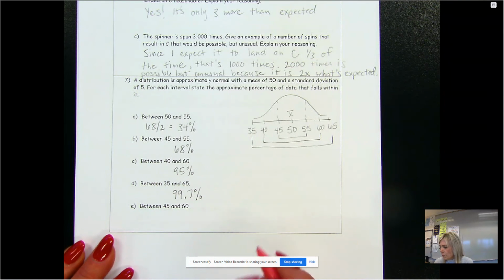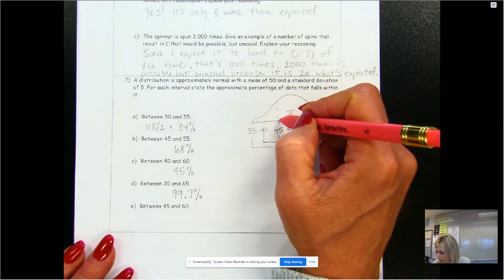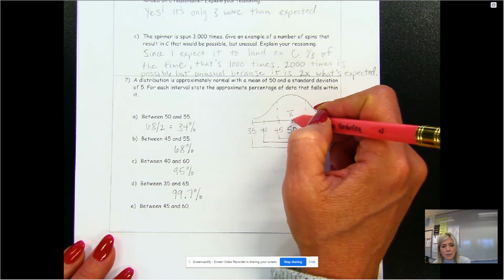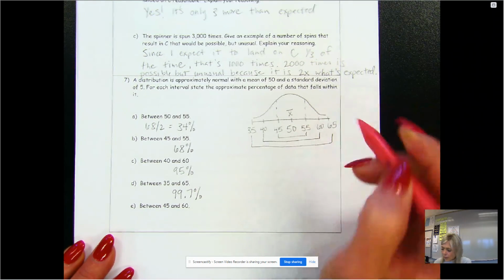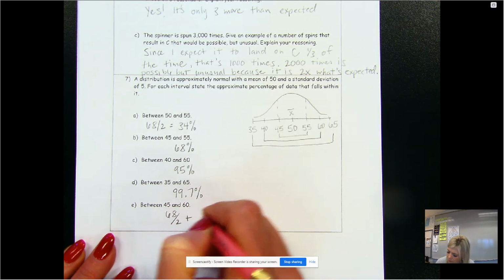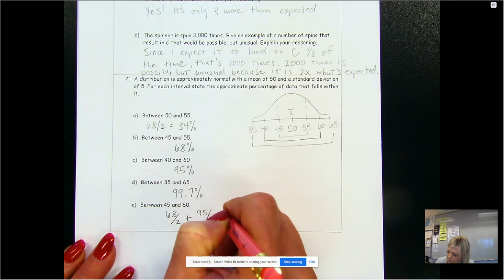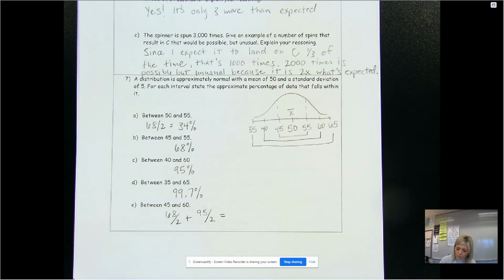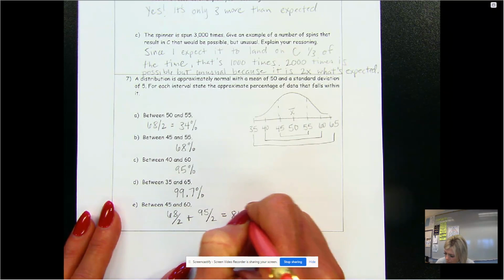And finally, between 45 and 60. So 45 to the mean is 34%, and then the mean up to 60 is half of 95. So it's half of 68 plus half of 95, which we have done, I think it's 81.5. I'm just going to double check. 68 divided by 2 plus 95 divided by 2 is 81.5%.